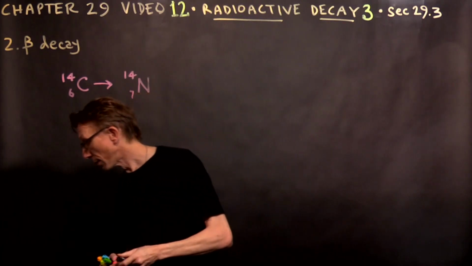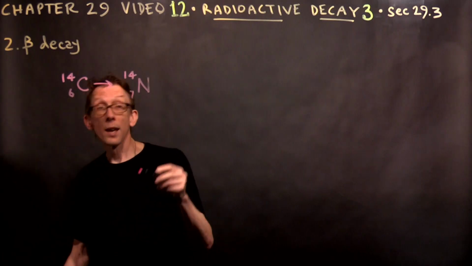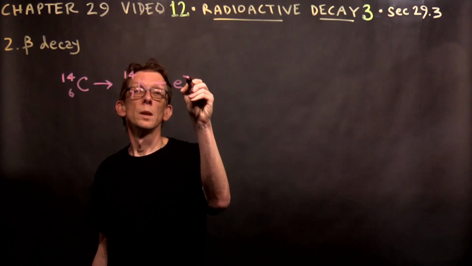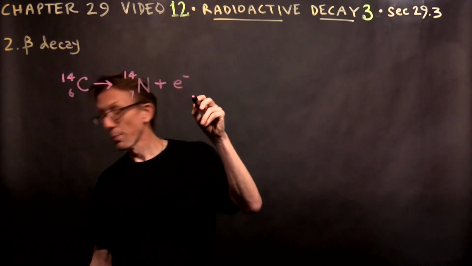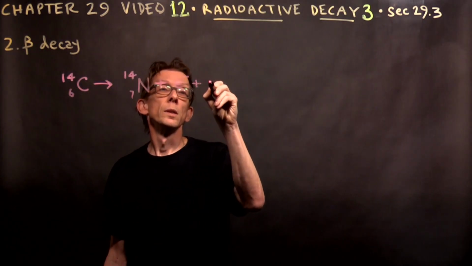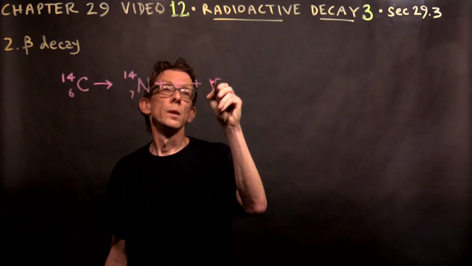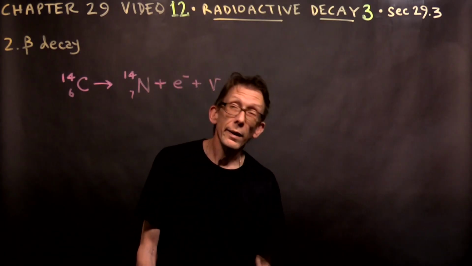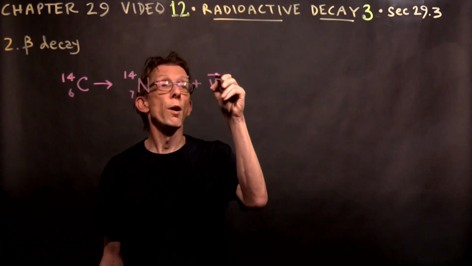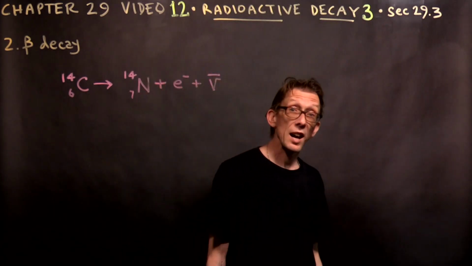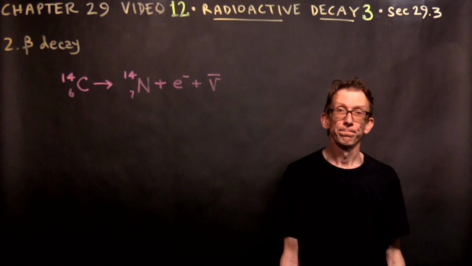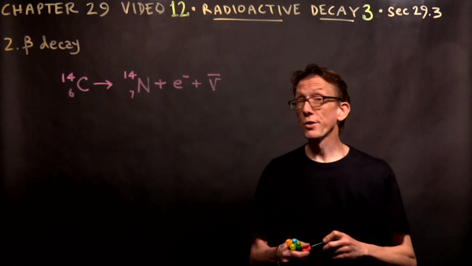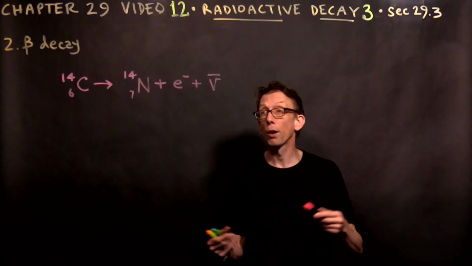Now the other things that are produced in this case is an electron plus something known as a neutrino. Okay. Actually, you'll see in the textbook it's got a bar over it. It's actually what's known as an anti-neutrino. How do you like that? So not only does carbon become nitrogen, it also emits a couple other particles.